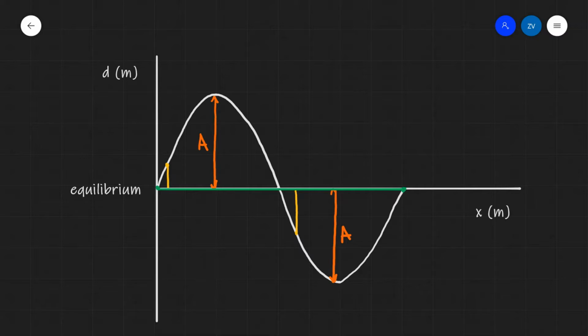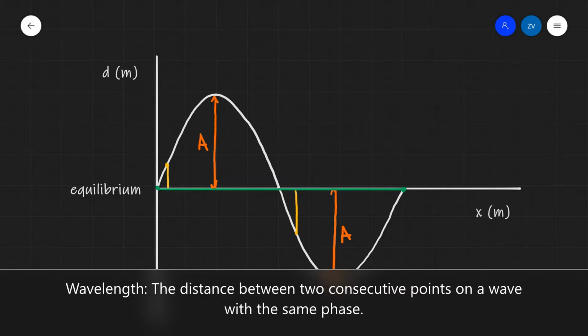First of all, the wavelength is the distance traveled by the wave during one time period. We can formally define this as the distance between two consecutive points on a wave with the same phase. Now, what does that mean? For instance, let's take this point over here at the beginning of the wave. The next point with the same phase will be the point at which the wave starts to repeat itself.